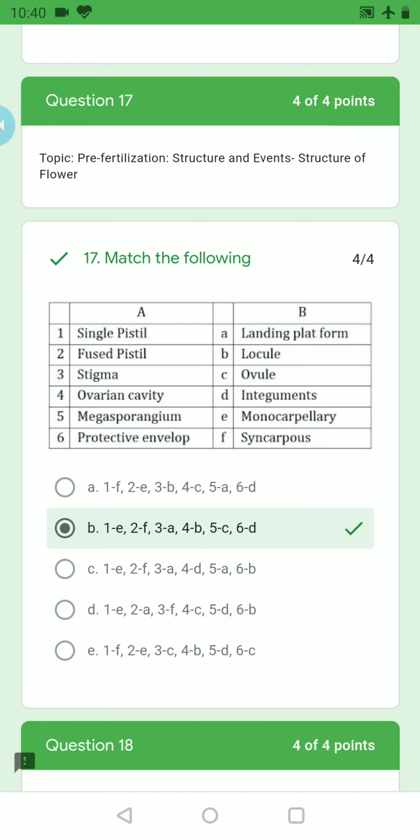Then the fifth one, megasporangium. Megasporangium is commonly known as the ovule. I hope you remember when we discussed the structure of the anatropous ovule, we said megasporangium. Then the sixth one, integuments. They are protective envelopes. There are two integuments present, the outer and inner. So which is the right answer now? Option B is the right answer.